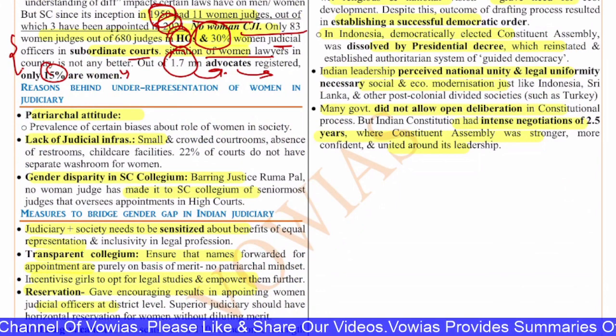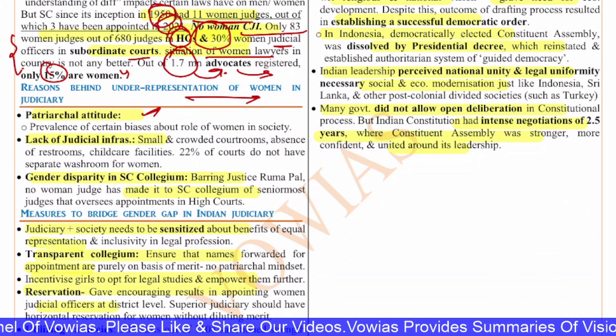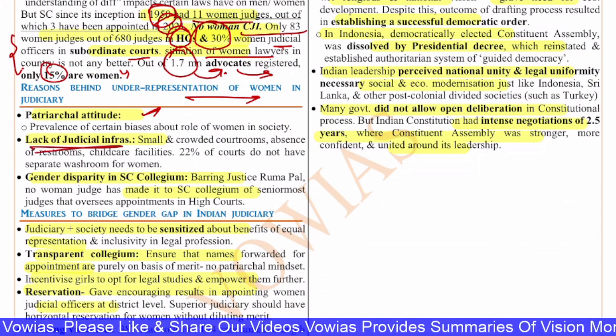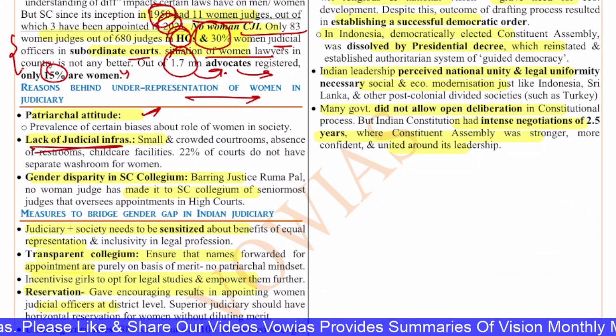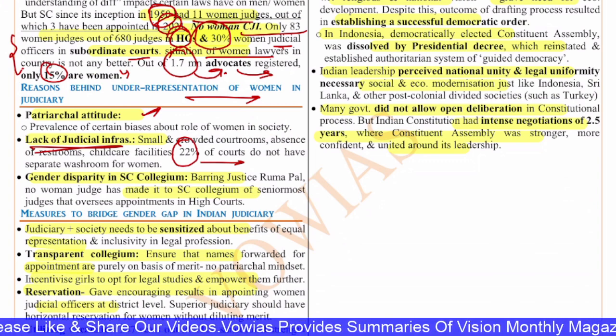Now the reasons for this underrepresentation of women. The first is patriarchal attitude. Second, judicial infrastructure is a very, very big issue. A lot of courts do not have toilets. They do not have restrooms or childcare facilities, and 22% of the courts do not have separate women's washrooms. So that's a very, very big issue.